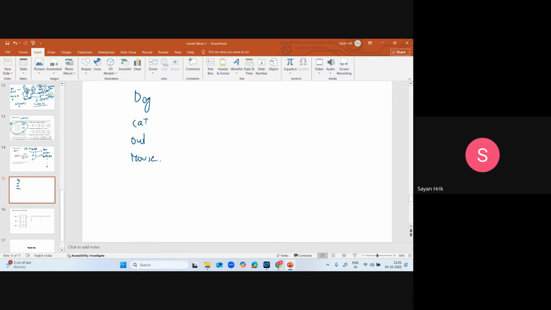I'm doing this classification, and I tell you there is a magic function which gives me the probability of dog is 0.3, probability of cat is 0.2, probability of owl is 0.5, and probability of mouse is 0. Is this what I want? Can I straight away then say it's an owl?